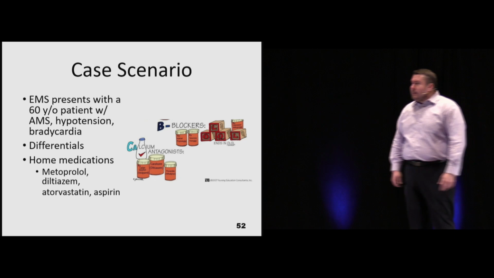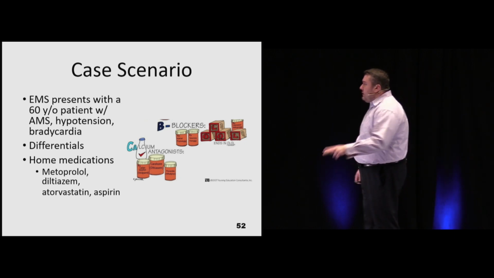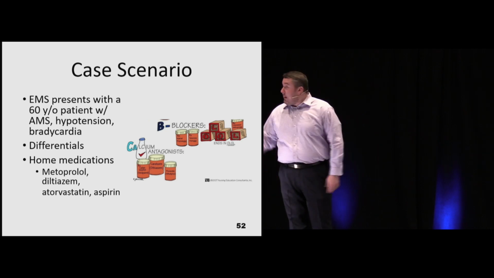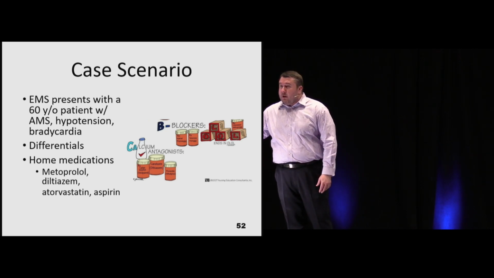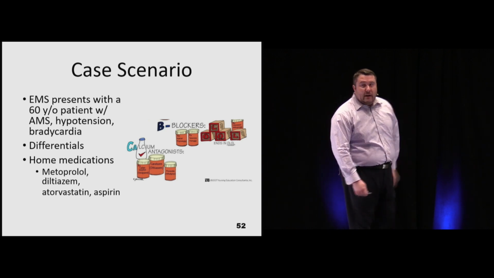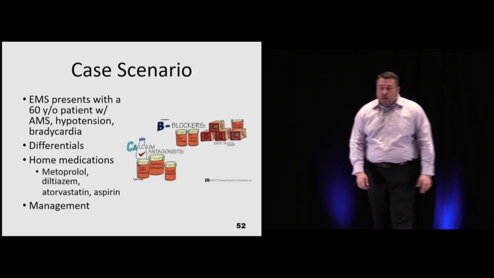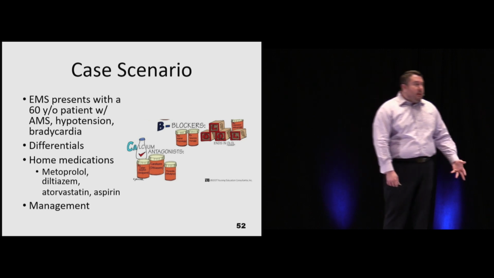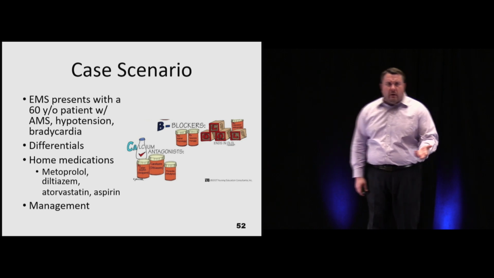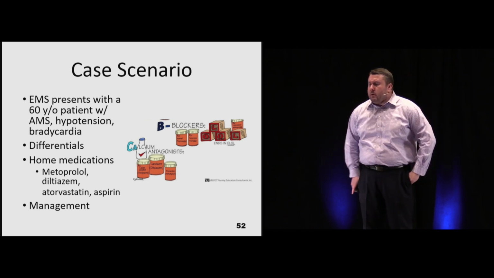And so here's his home medicine list. He's on metoprolol, diltiazem, atorvastatin, and aspirin. So we got beta blockers and we got calcium channel blockers. That's the perfect picture for a cardiotoxic scenario. So what are we going to do to manage this guy? He's hypotensive, he's bradycardic. We think he's overdosed on his calcium channel blocker and his beta blocker. What's our treatment going to include?